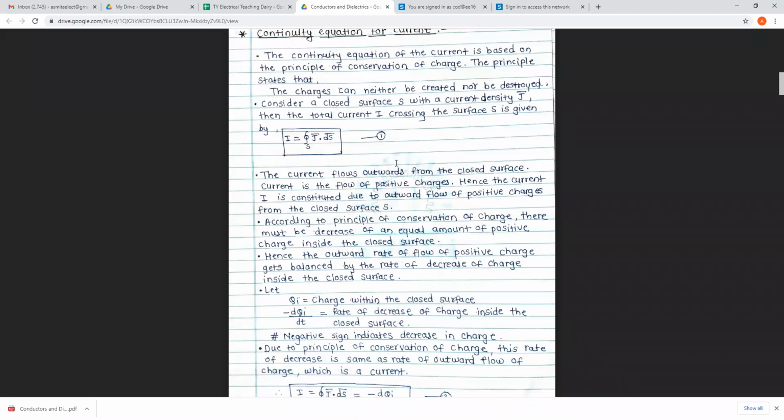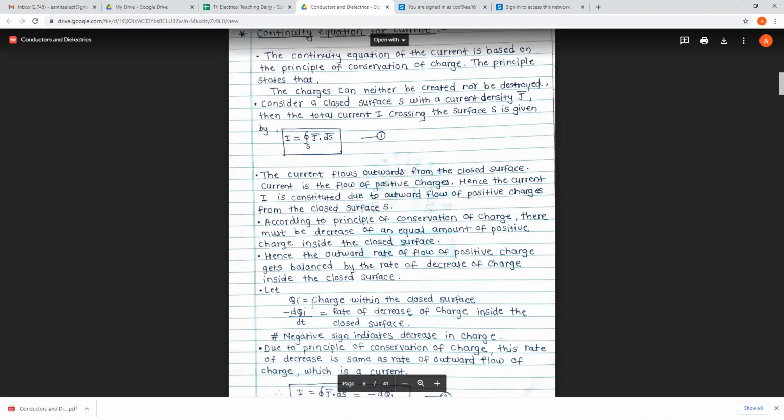In the outward direction. So if I move the charge from inside of that surface to the outside, then what will happen? Actually, the total charge within that closed surface gets decreased, but it decreases in the closed surface only, because I'm moving that charge from the closed surface to the outside.